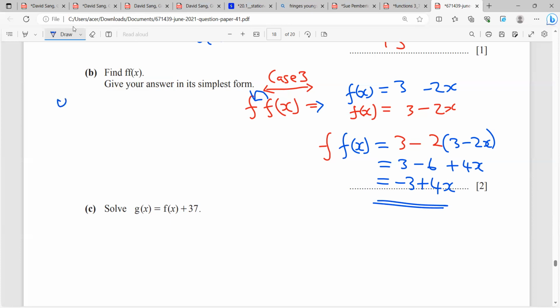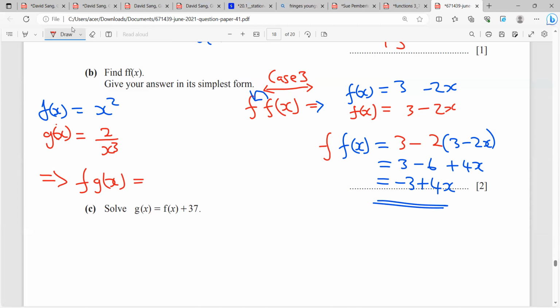So if you had something like this, okay, let's do this. If you had something like this, f of x equals x squared, and g of x equals 2 over x cubed, then finding f of g of x is going to be easy. We are putting g in f, right? So our f is red. I'm going to write it in red.